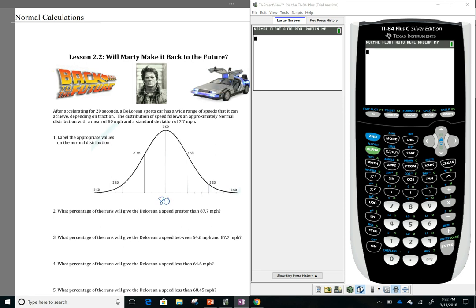right at the bottom, and then I add 7.7 multiple times to calculate for 2 standard deviations, 3 standard deviations, and 4 standard deviations. So I have 95.4, 103.1, and then I go backwards, subtracting to fill in the lower standard deviations.